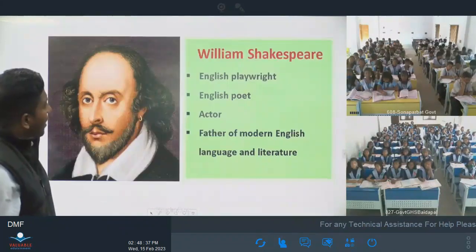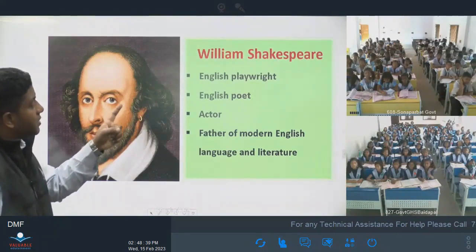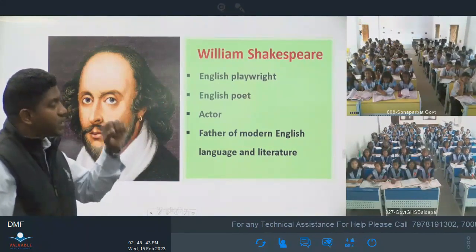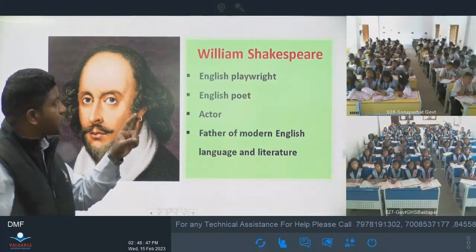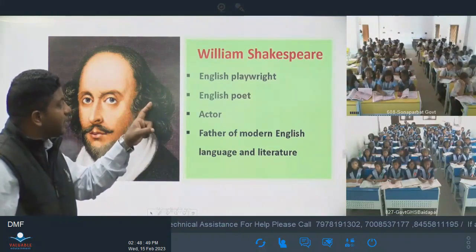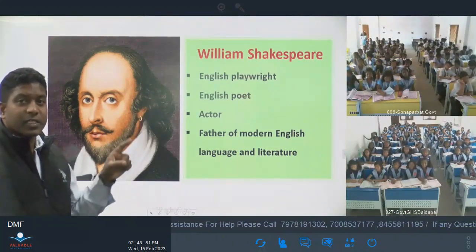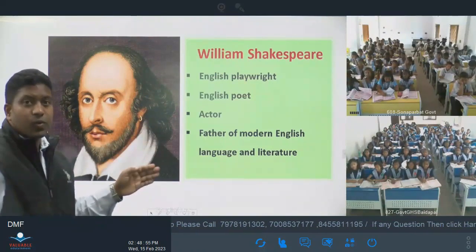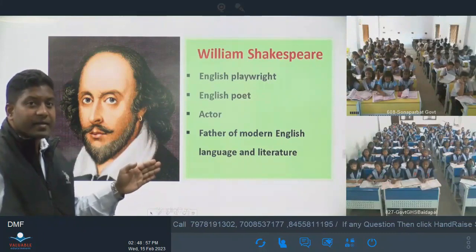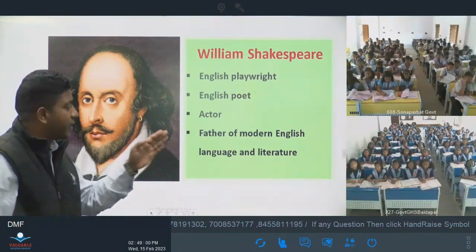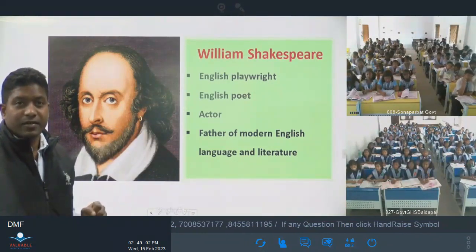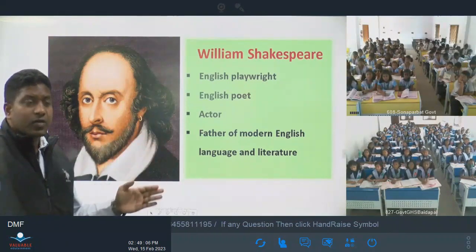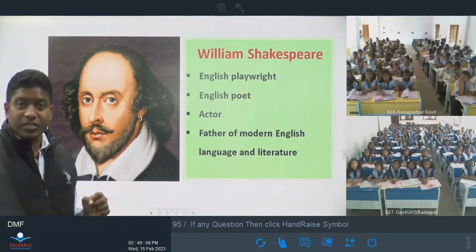Alright, now come to the next picture, picture of William Shakespeare. What was William Shakespeare? William Shakespeare is also one of the greatest English playwrights, English poet, actor, and he is also often called by many as father of modern English language and literature. Why? Because he has also lot of contribution towards English language and literature.